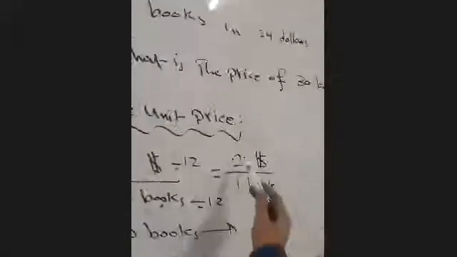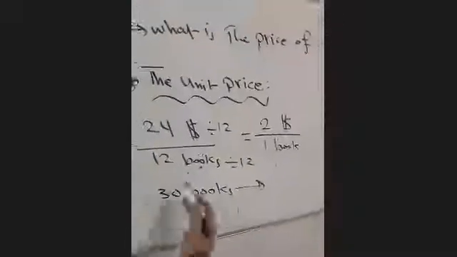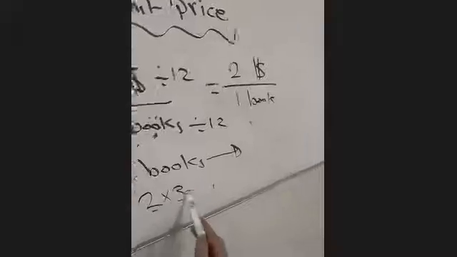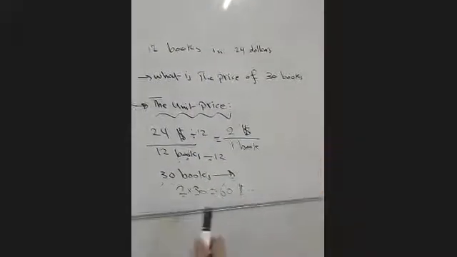Start to multiply 13. 2 multiply 30. 2 is the price of 1 book, and the 30 is how many books I want to buy. So 2 multiply 30 equals $60. Now, if it's 12 books and $24, then 30 books and $60.